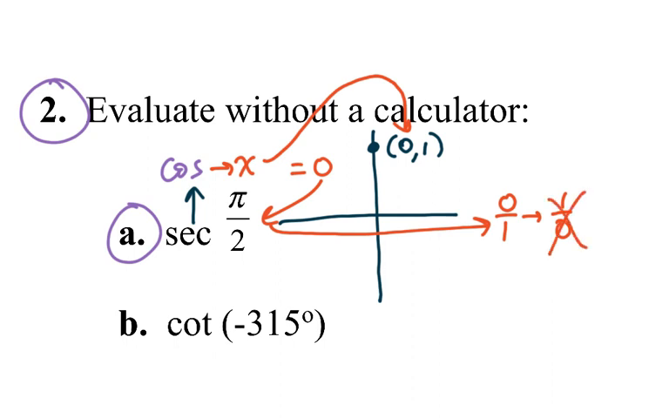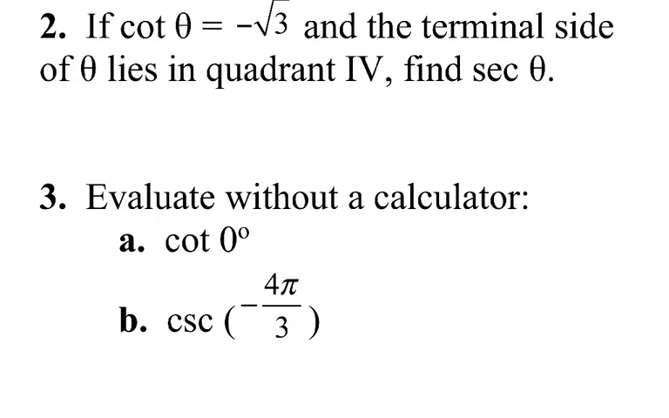Uh-oh, not good. Remember what we said? This is undefined when you divide by 0. So the secant of 90, or the secant of pi over 2, is 1 over 0, or undefined. Don't be surprised if you see some undefineds on the quiz. That's absolutely fine. How about we pick one more?